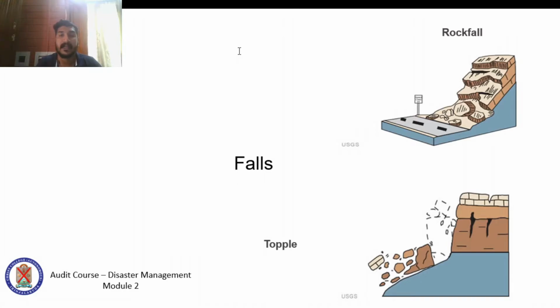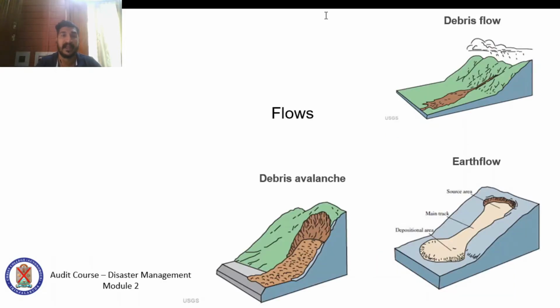The second one is the toppling failure. Toppling failures are distinguished by the forward rotation of a unit or units about some pivotal point below or low in the unit, under the action of gravity and the force exerted by adjacent units or by fluids in the cracks. So they will be detaching as a unit. The next type of mass movements or landslides are the flows.